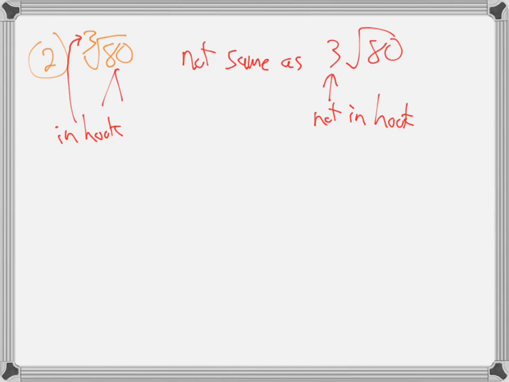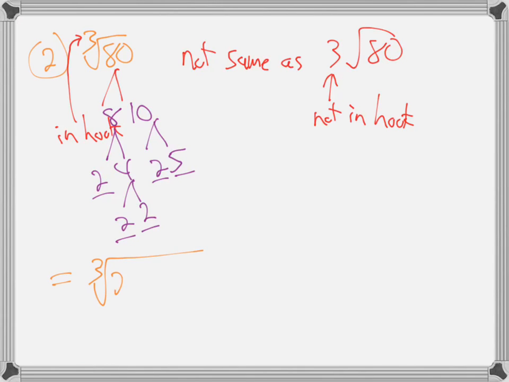So, okay. So then let's break down that 80. It's 8 times 10. And 8 is 2 times 4. 10 is 2 times 5. 4 is 2 times 2. So underline all the stuff that has reached bottom ground. Can't go down further. So then this problem becomes the cube root of, and I've got 4 2's and a 5. 4 2's and a 5.